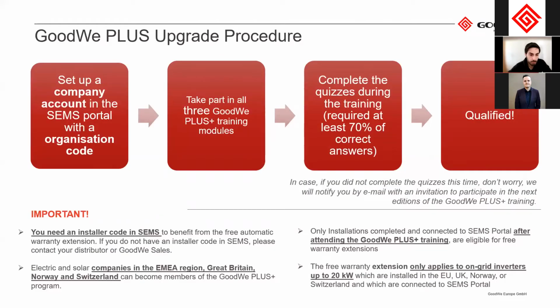So how to become a GoodWe Plus installer? First off, you need to set up a company account in the SEMS portal. To receive this organization code, you need to contact us. So you can contact your GoodWe sales team to receive this code. When you have set up a company account in SEMS, then you just need to take part in all 3 GoodWe Plus training modules and pass them with at least 70% correct answers. And after that, you are qualified as a GoodWe Plus installer.